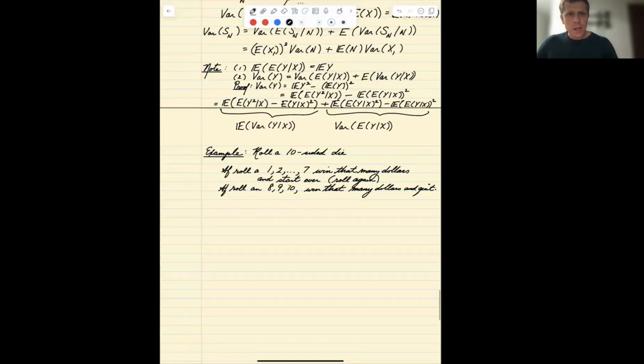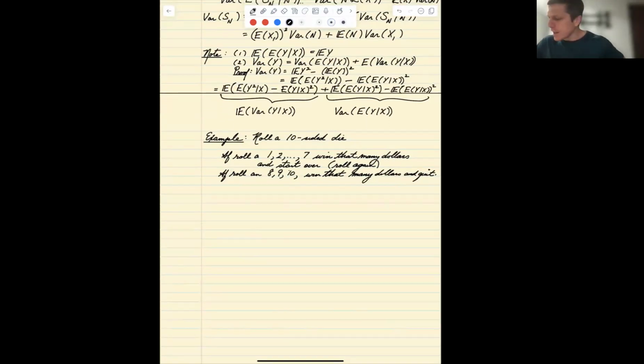Okay. So what's the expectation and variance? N is going to be the number of rolls needed, the number of rolls in the game. W is going to be the amount won.